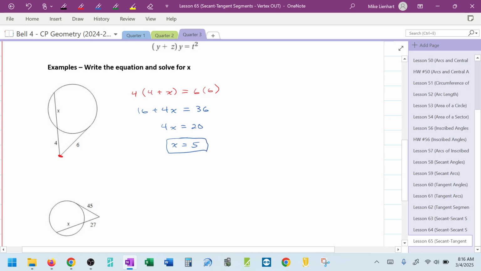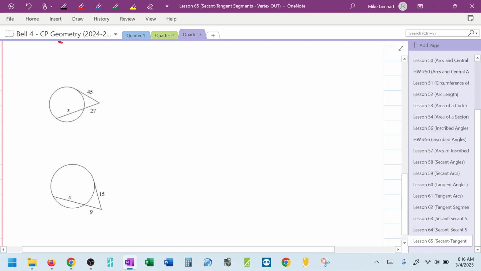Okay, just a couple more examples, just making sure that we're comfortable with this. Okay, so I see the x, I see the vertex is out. I know I got to measure to the circle, 27. I know I got to measure the same pathway, but now to the other side of the circle. That would be 27 plus x. I go to the other segment. That's a tangent. 45 times itself.